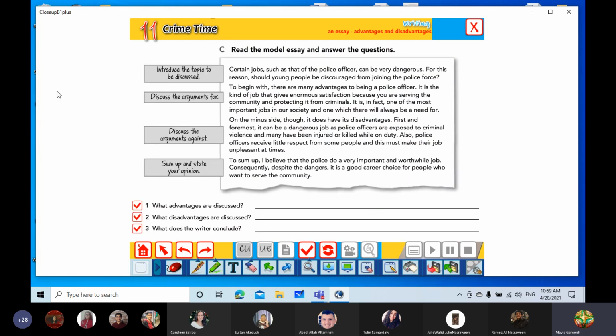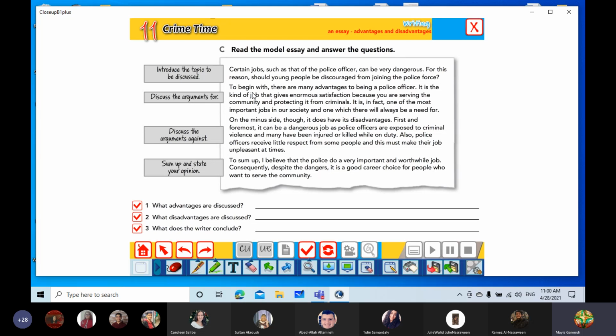Let's go to the last exercise in here. And here we have read the model essay. We have a model essay in here and answer the questions. Our introduction in here is that certain jobs such as that of a police officer, so we are talking about the same subject, can be very dangerous. For this reason, should young people, this is the question, this is the topic that we are going to discuss, should young people be discouraged from joining the police force?